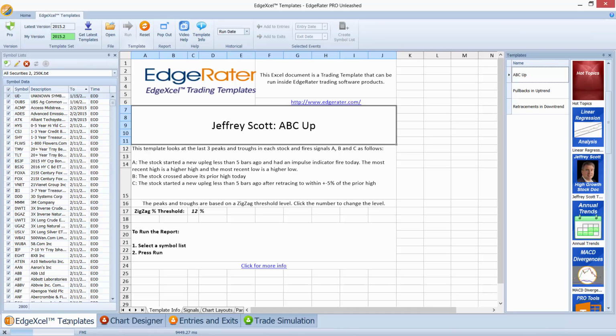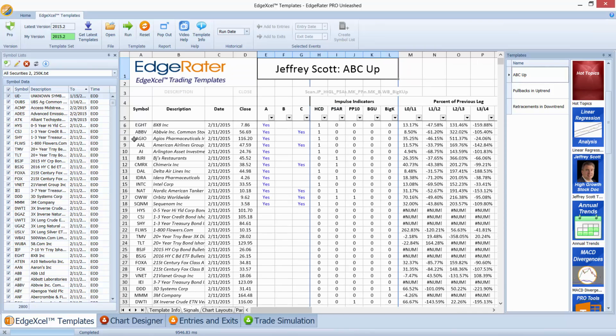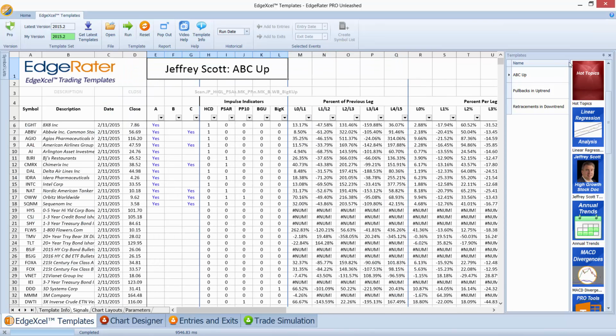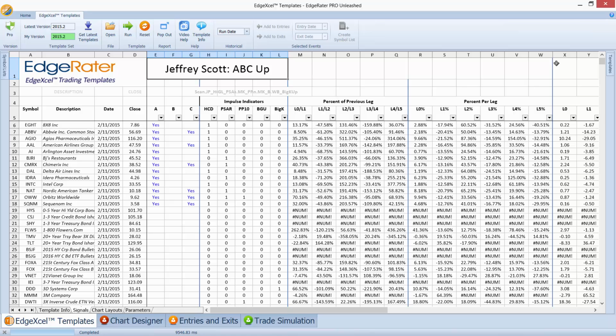and as it goes through this list, there's 2,800 stocks in this list. It's then going to afterwards produce the report as normal, and once it's done that, I'm just going to close down these 2 panes on the right and the left to give us a little bit more screen real estate to talk about this template.